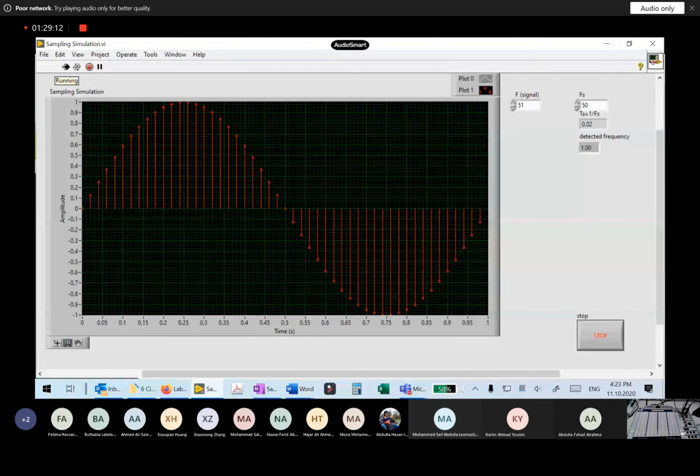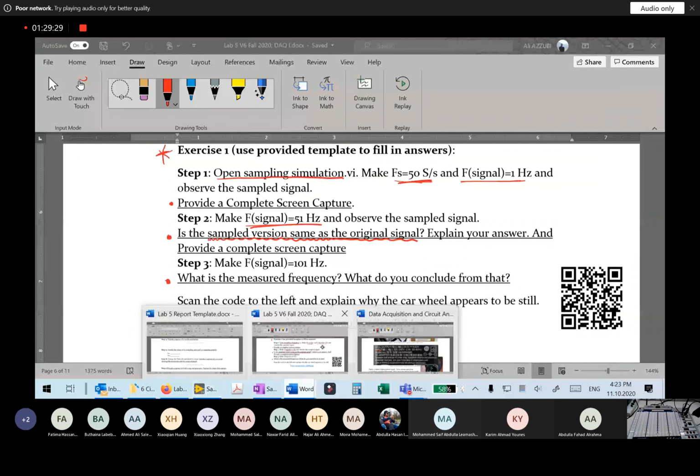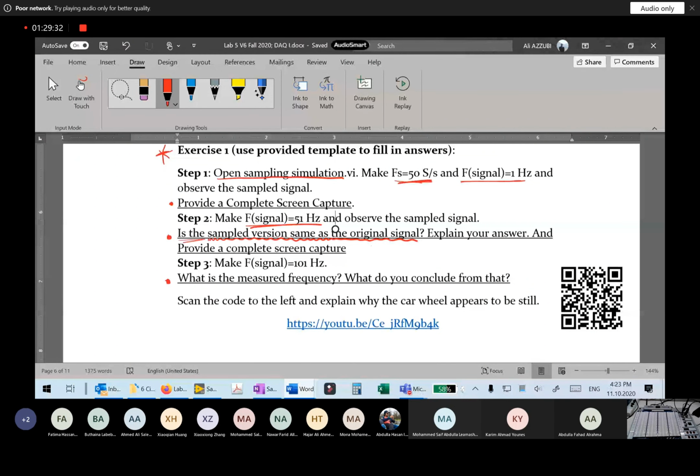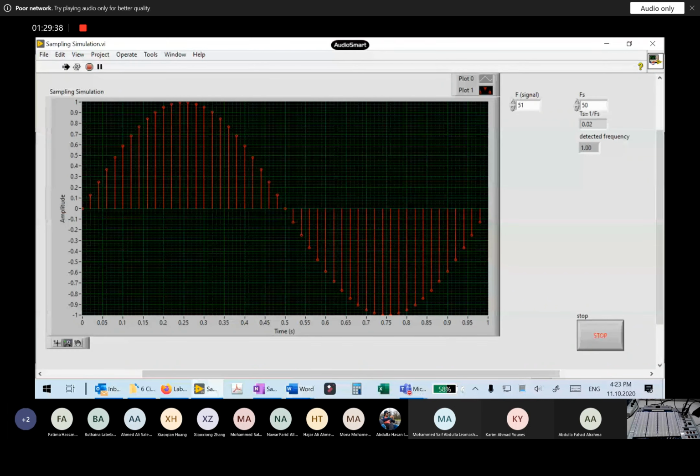what do you see, Shabab? I see that my frequency of the signal itself is 51 Hertz. But what I see here is 1 Hertz. Okay, Shabab? So is the sampled version same as the original? What's the answer, Shabab, for this one? So basically the answer is no.